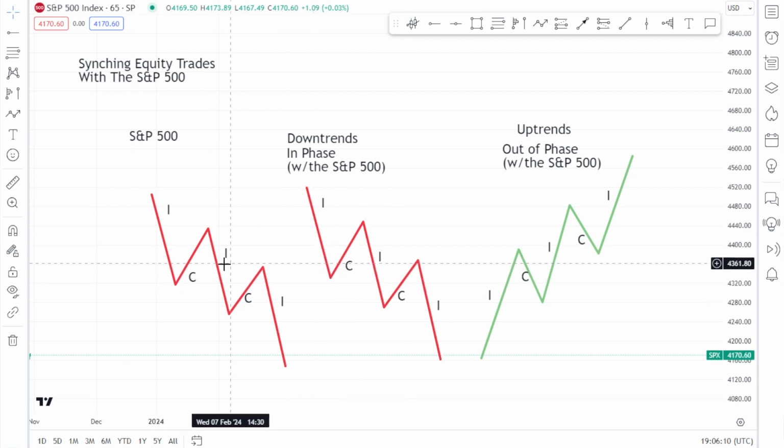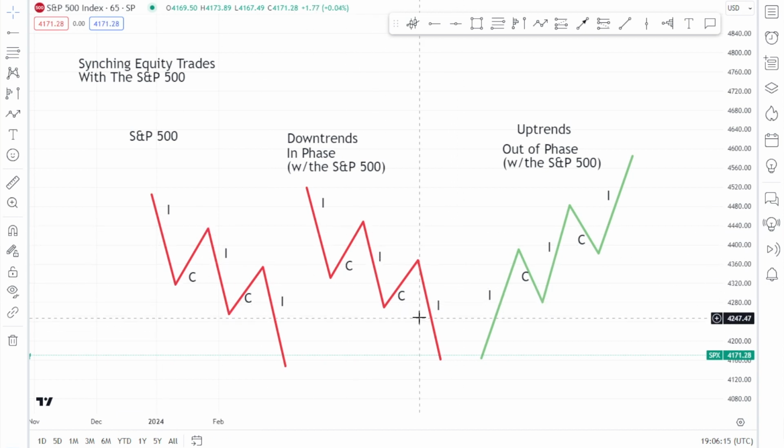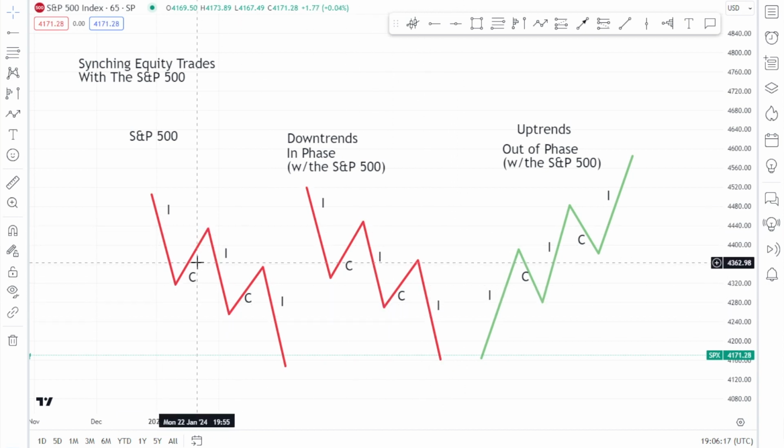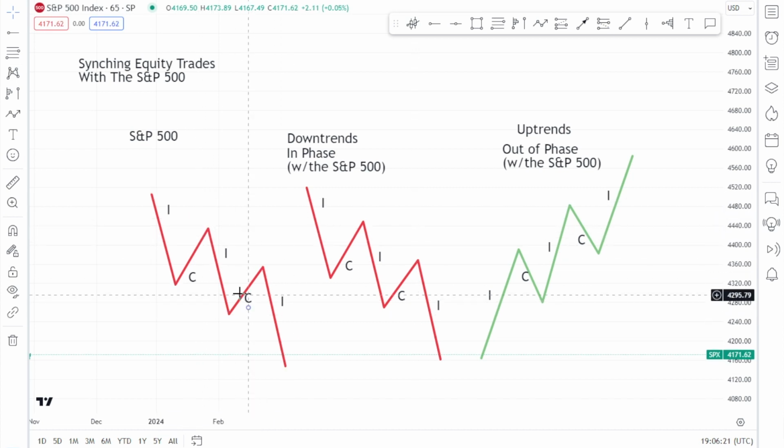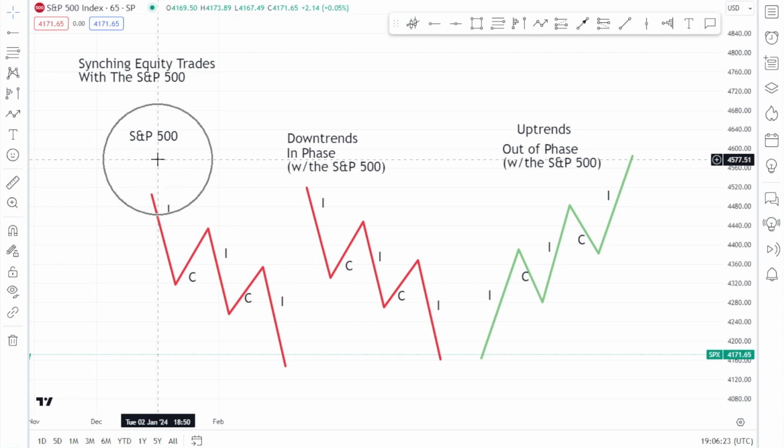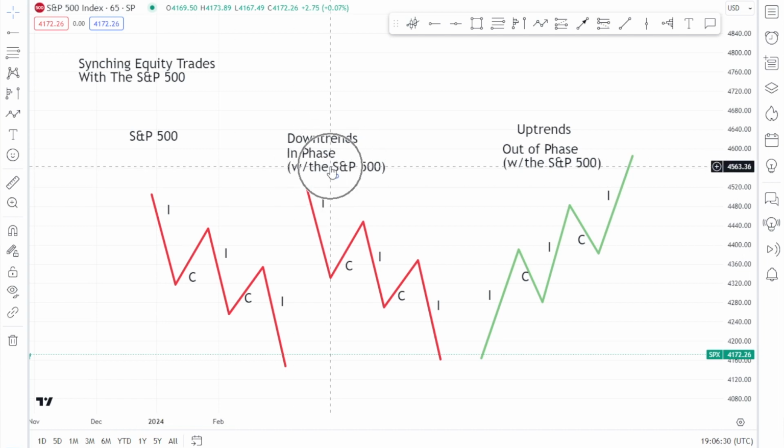Now, then what's the problem, right? Why would we, if they're moving in phase, you just move in trade with the downtrend? So when the market's in a downtrend, the stock's in a downtrend, why wouldn't I just trade the market? Why wouldn't I just trade the S&P, SPY or something instead of finding the equities?